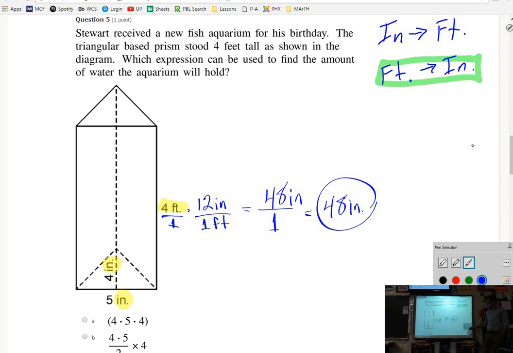And they do make fish tanks like this. I've had people in the past be like, you made this up just for math. No, there are fish tanks with triangle bases.